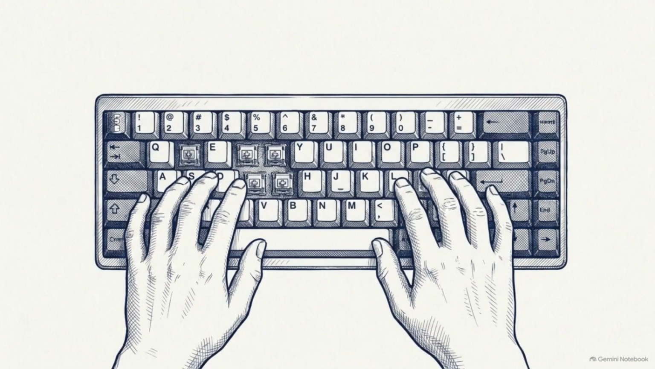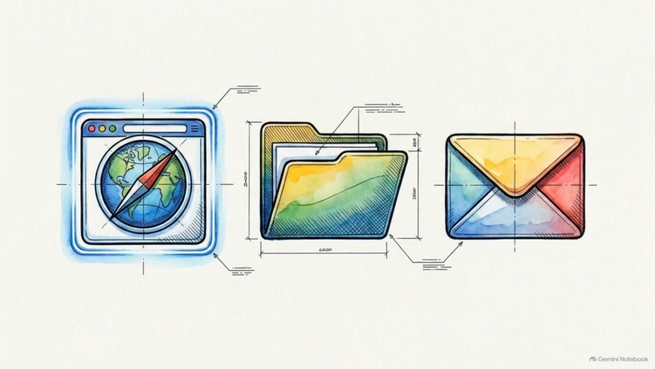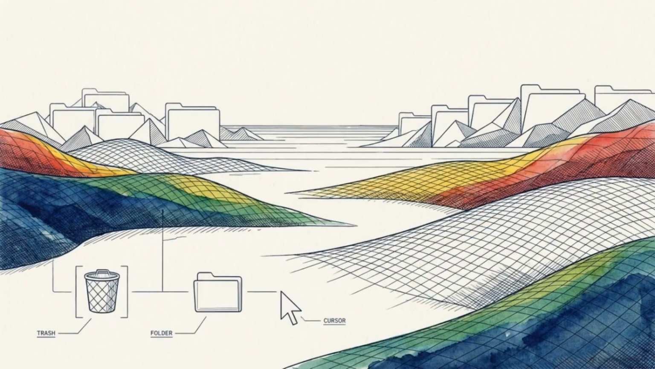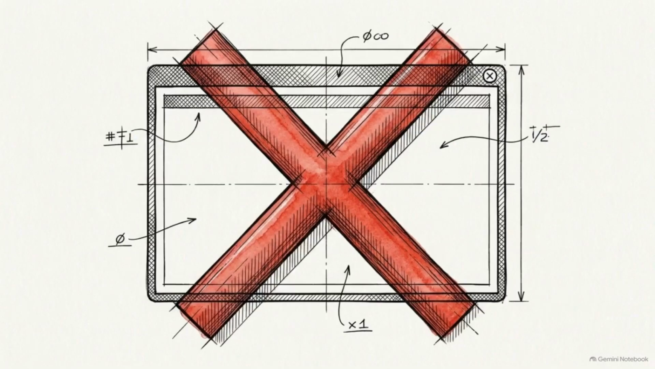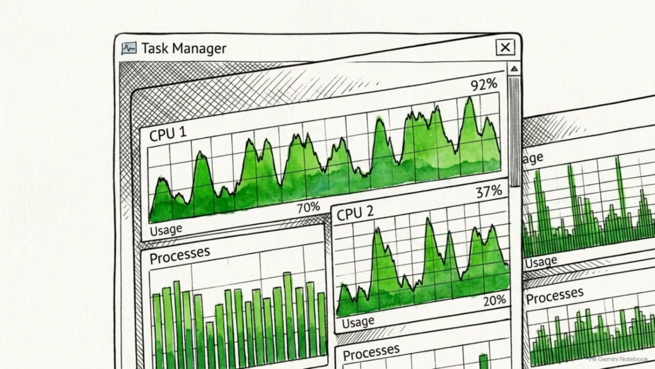You can navigate your entire desktop without reaching for the mouse. Hold Alt and press Tab to cycle through your open apps. Windows key plus D minimizes everything to show your desktop. Windows plus E opens the File Explorer. Windows plus L instantly locks your screen. To close an active app completely, press Alt plus F4. And if a program freezes, Control, Shift, and Escape launches the Task Manager directly.